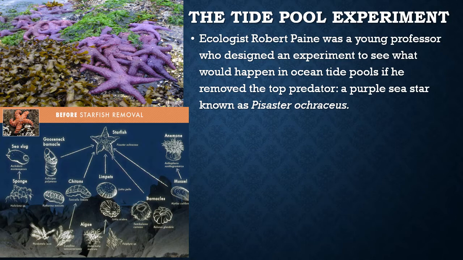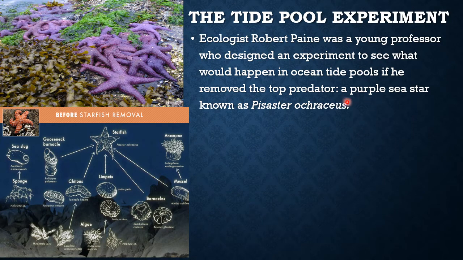And he wanted to see, in understanding how a tide pool's ecosystem worked, how its food web worked, what would happen if the top predator were removed. Now, in this ecosystem, this is the food web. Again, you can see these down here are the producers. These are the primary consumers, and then secondary consumers a little bit higher up. And then at the top, you can see the top predator, in this case a starfish.